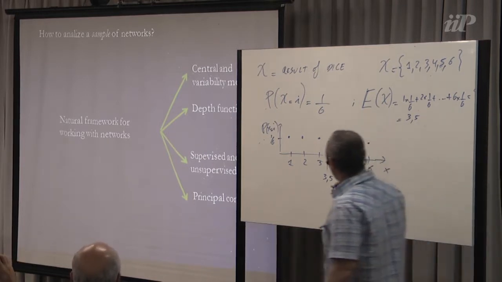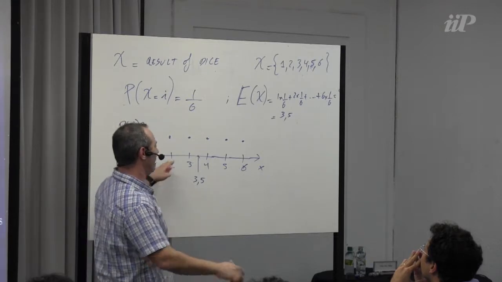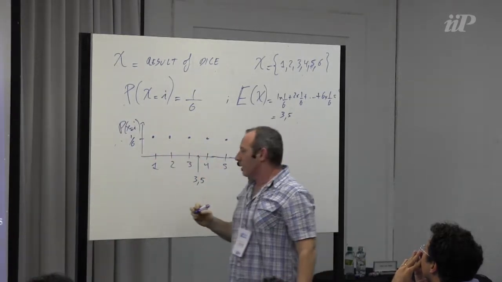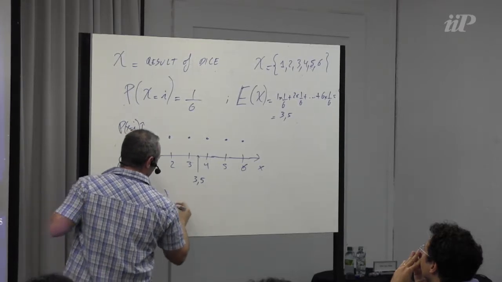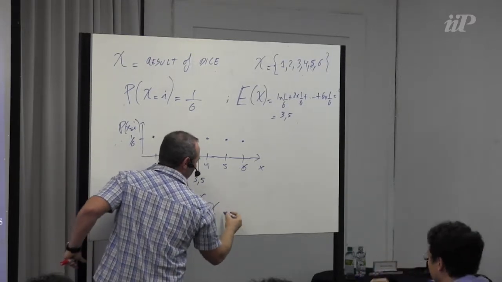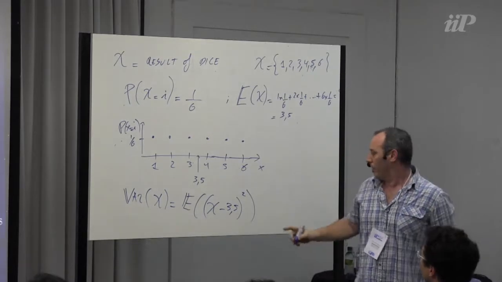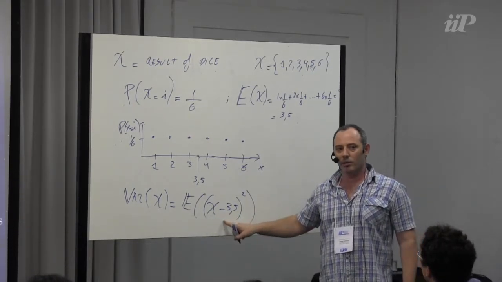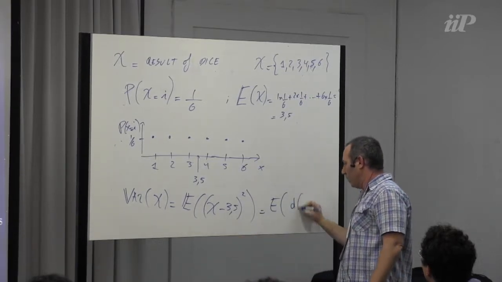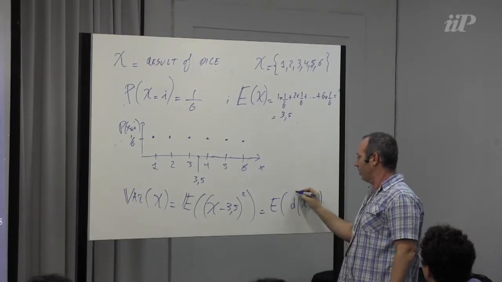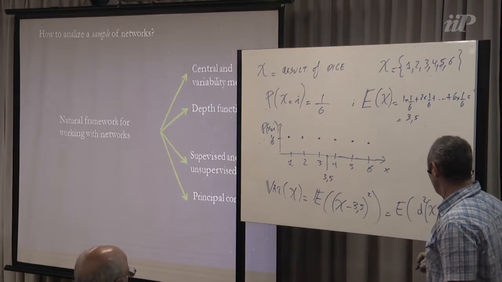What else? Something also very important is the variability. It's not the same to have this type of structure or a structure like this. And to compute the variability, the most common measure is the variance. That is the expected value of the random variable minus 3.5, squared. We can consider this as the distance between the random variable and the value 3.5, squared. Is that okay? Good.